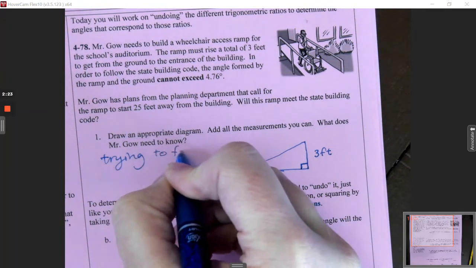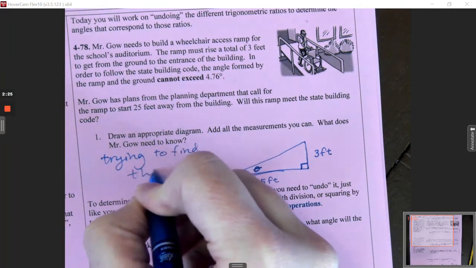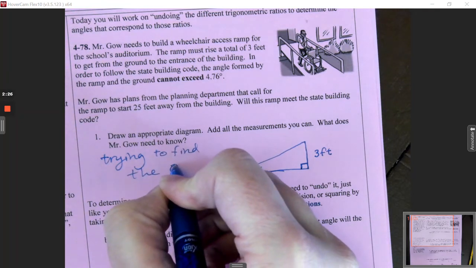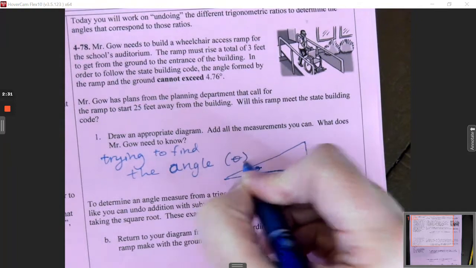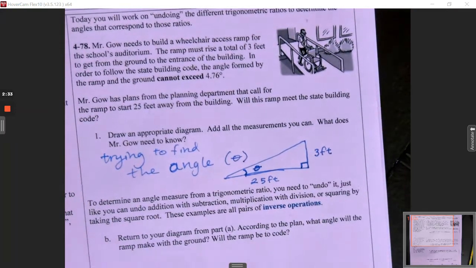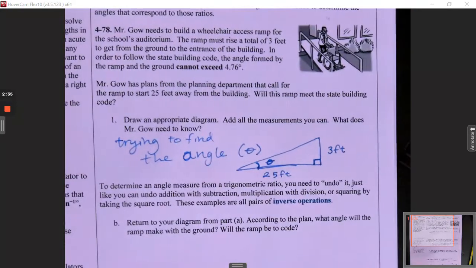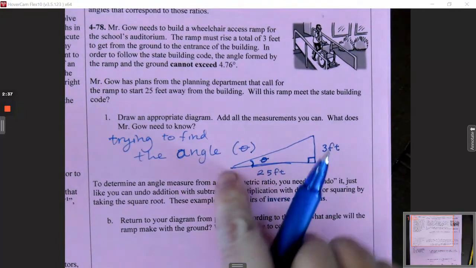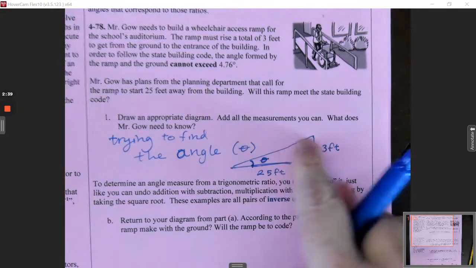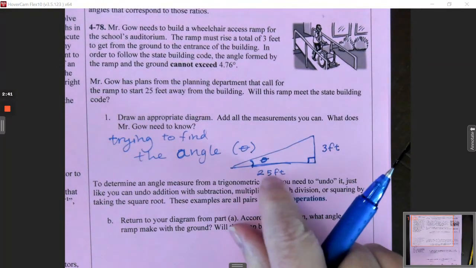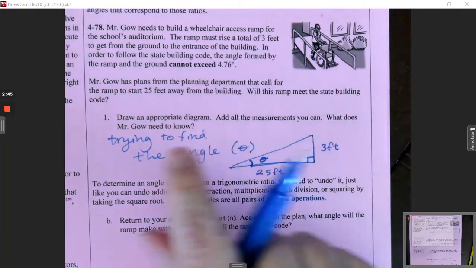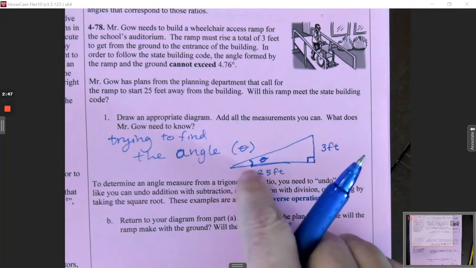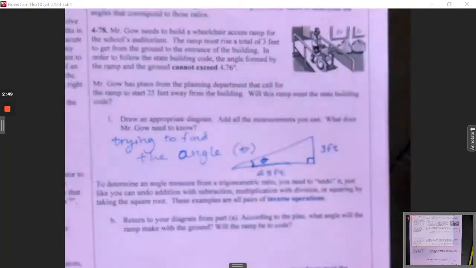Okay. And so add all the measurements we can. What does he need to know? So this is all I know. I don't know how long the ramp is, but I know that it's going to be 25 feet away from the building. That's the plan. And my goal is to figure out if it's too steep because I cannot exceed that angle. So let me mark that number as being really important. I know we've got it bolded, but I'm going to go ahead and put a red box around it. Cannot exceed this angle.